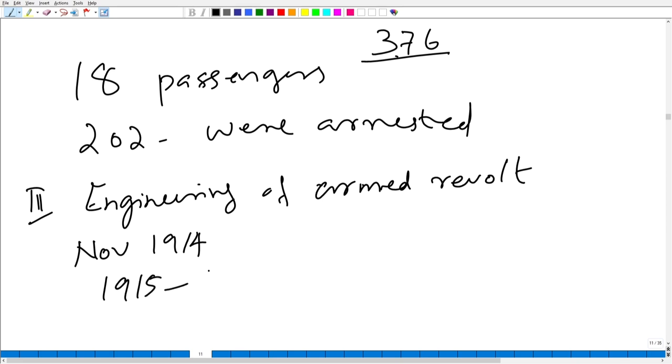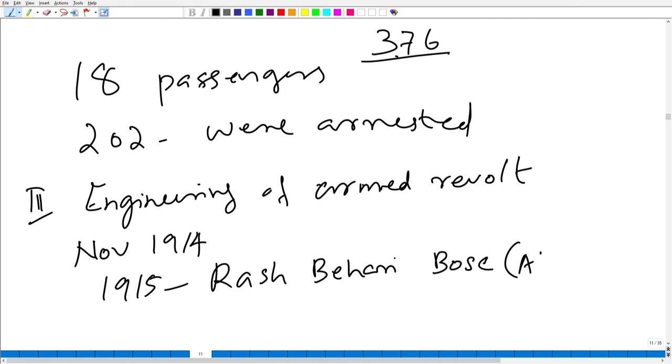The second attempt in this direction took place in 1915. It was engineered by Raj Bihari Bose. It was also abortive. The first armed revolt to overthrow the British rule in India took place in 1914. The attempt failed. The second attempt was undertaken by Raj Bihari Bose. It was also abortive. Raj Bihari Bose escaped, and many other leaders were arrested by the British government, and the Gadhar movement was suppressed.